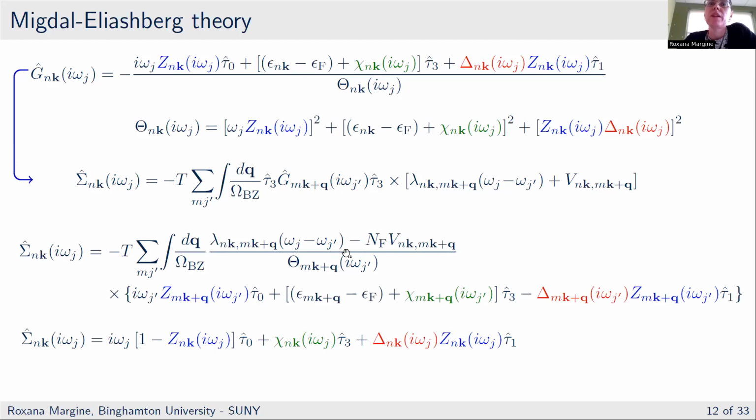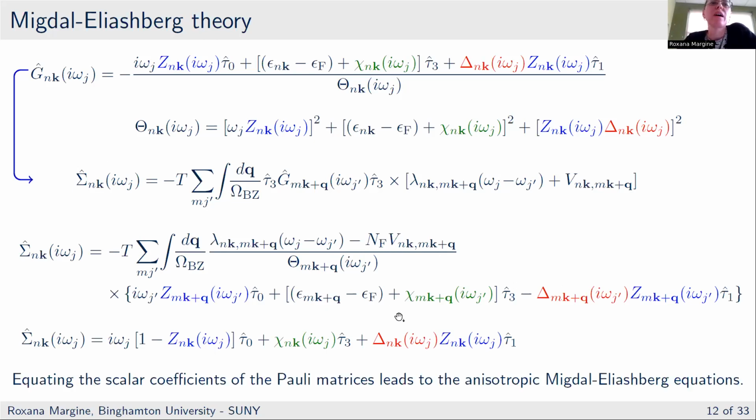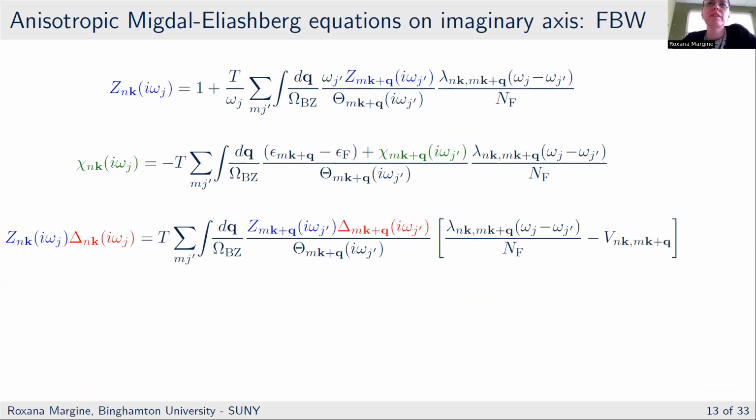And then the last step here is to equate the scalar coefficients of these two expressions for the pairing self-energy. And this is going to give us three equations. You see that we have the coefficients of tau naught, tau 3, and tau 1. Once we do this final step, we arrive at what we call the anisotropic Migdal-Eliashberg equations. We call these equations the full bandwidth because there is no restriction for the electronic states to be right in the vicinity of the Fermi surface. And these equations will need to be solved self-consistently.